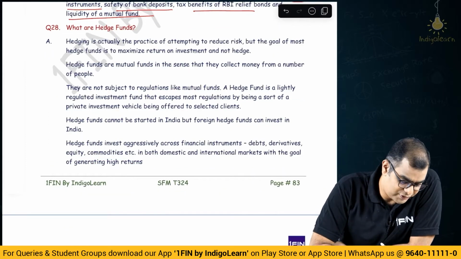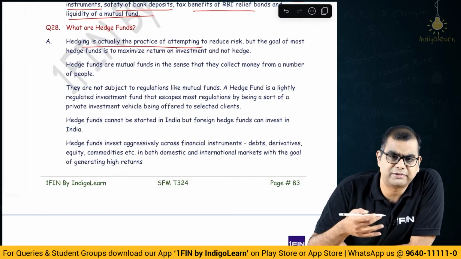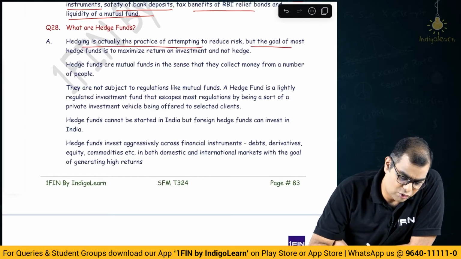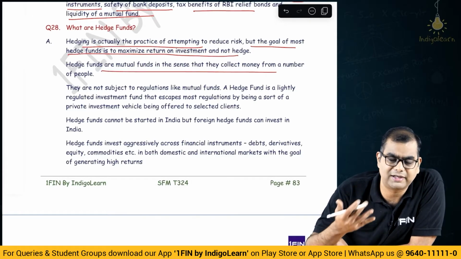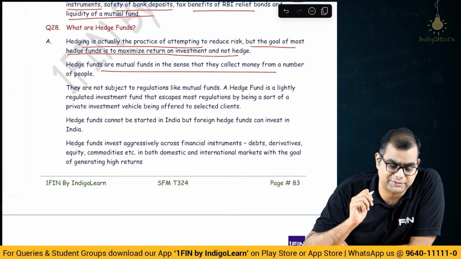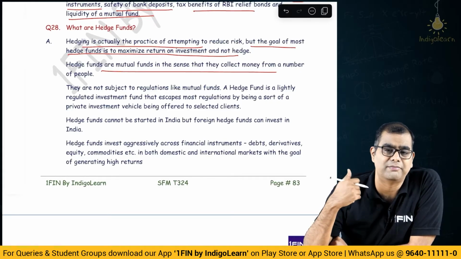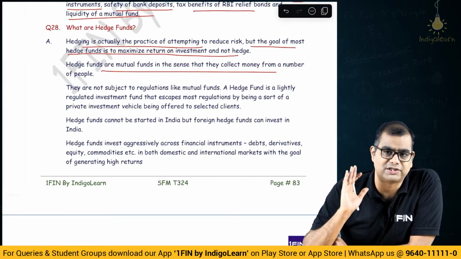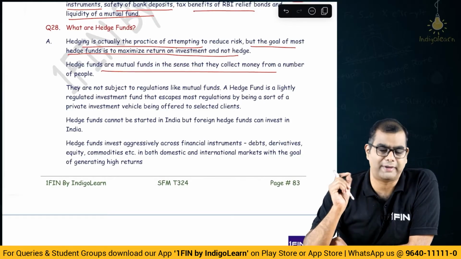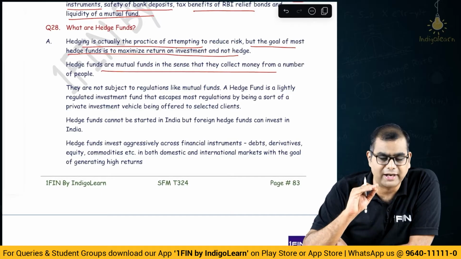What are hedge funds? Hedging is actually a practice of attempting to reduce risk, but the goal of most hedge funds is to actually maximize return on investment and not necessarily hedge. Hedge funds are like mutual funds in that they collect money, but they act as a private investment vehicle, and they invest in a mix of debt, equity, commodities, a variety of financial instruments, and their goal is only to maximize return. Hedge funds are actually not allowed in India at all.